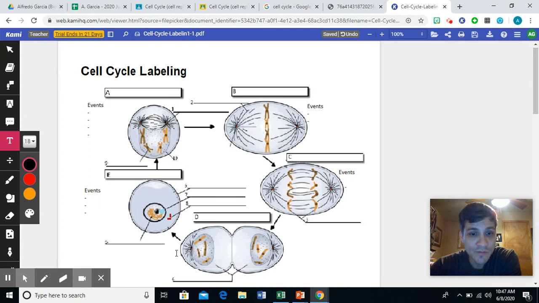I want to do a quick review with you guys on the stages of the cell cycle. This is something that you guys have probably seen before, or something very similar, where you had to label the different parts of the cell cycle. So I'm going to try to run through it quickly, not waste too much of your time. Let's just get right to it.